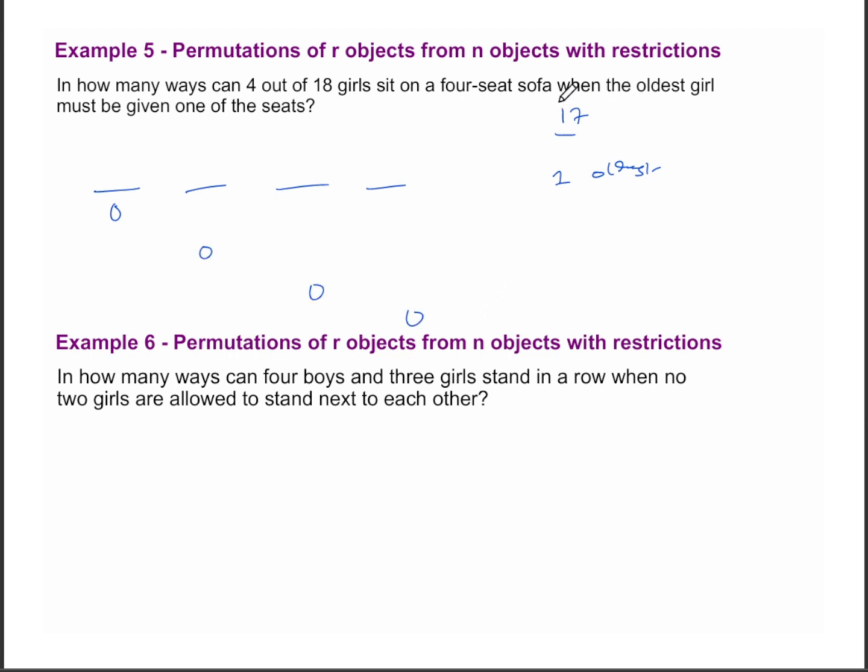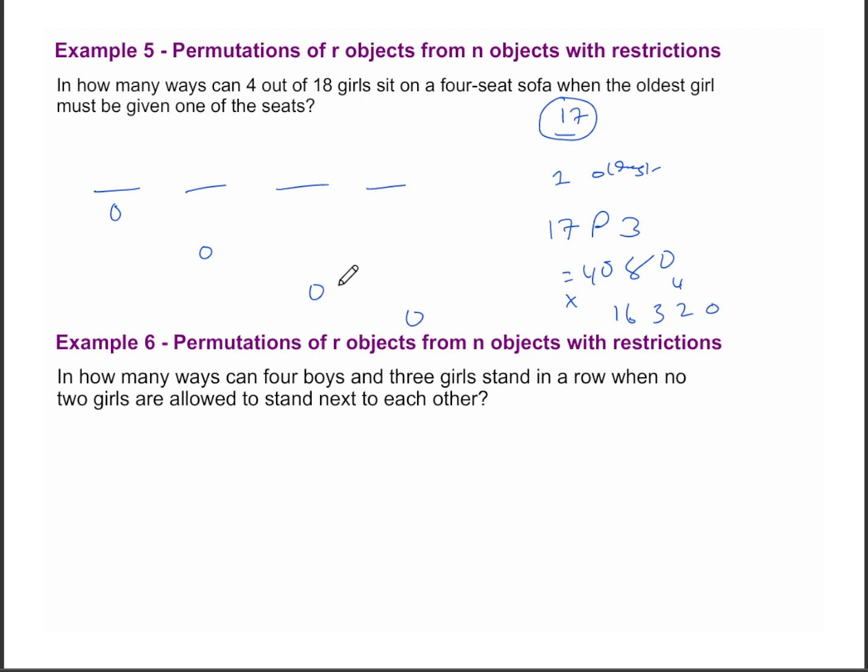And then what we have left is 17 girls with 3 possible spaces, because one of them is taken by the oldest. So as per what we just learned, it's going to be 17 permutation 3, because 17 objects and 3 spaces. This is going to give us 4,080. But we see that we have 4 options for that. So we'll multiply that by 4, which will give us 16,320.